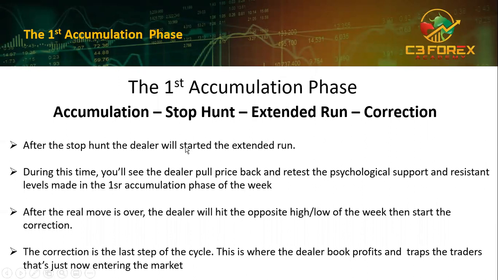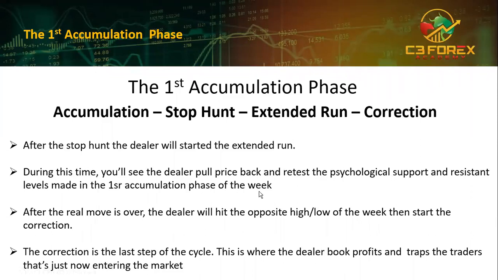After the dealer stop pump, they will start the extended run like we talked about in the previous slide. During this time, you'll see the dealer pull price back and retest the psychological support and resistance levels made during the first accumulation phase of the week. After the real move is over, the dealer will hit the opposite high or low of the week, then start the correction. The correction is the last step of the cycle. This is where the dealer books profits and traps traders that are just not entering the market.